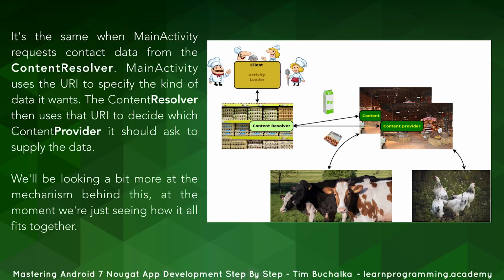Now it's the same when main activity requests contact data from the content resolver. So main activity uses the URI to specify the kind of data that it wants. The content resolver then uses the URI to decide which content provider it should ask to supply the data. Now we're going to be looking a bit more at the mechanisms behind this. At the moment though, we're just seeing how it all fits together.